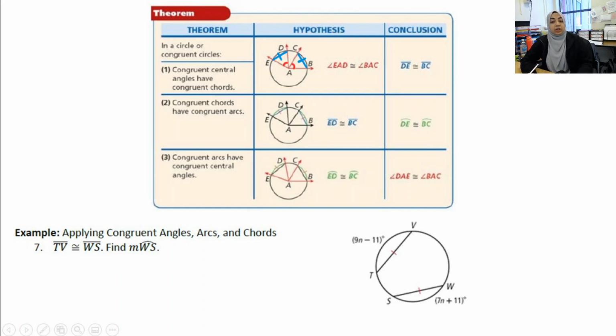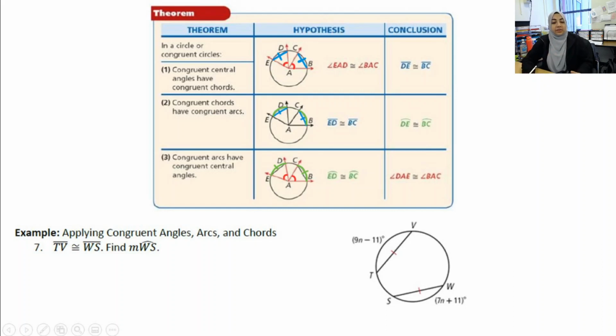The next one says congruent chords have congruent arcs. Well, if this chord is congruent to this chord, then this arc is also congruent to this arc. Okay? And then finally it says congruent arcs have congruent central angles. So if this arc is congruent to this arc, then this central angle is congruent to this central angle. So they all kind of play hand in hand with one another.